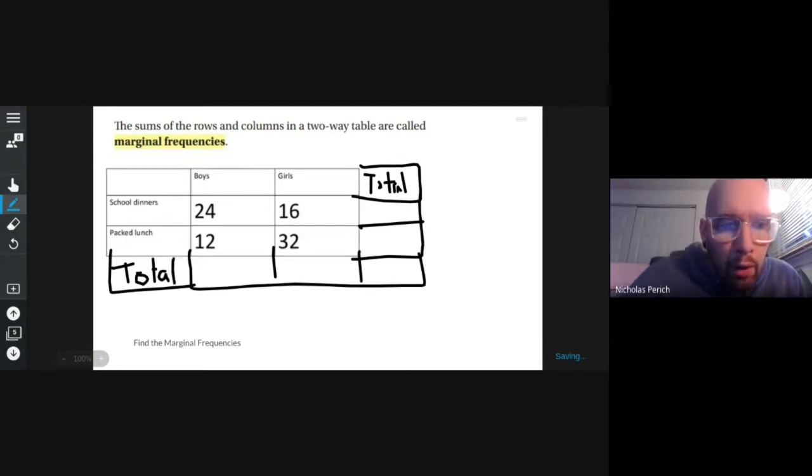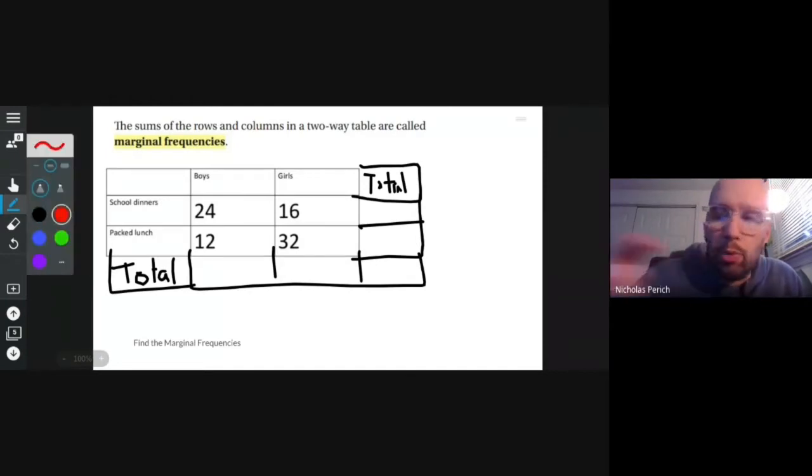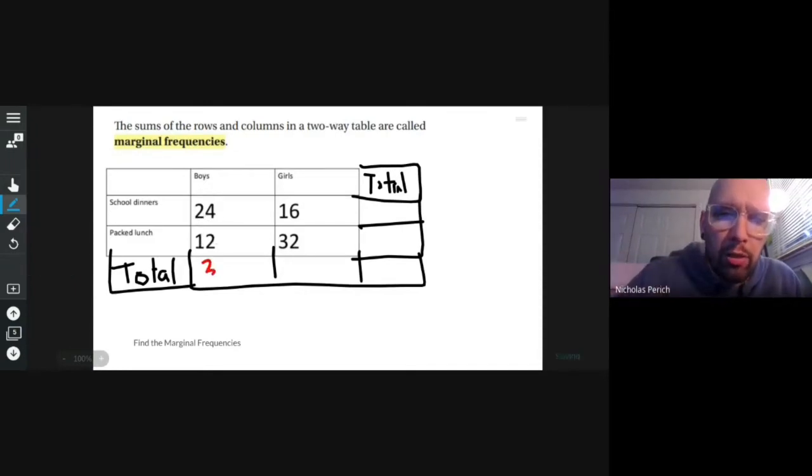So what I have here, I have school dinners and packed lunch. I have boys and girls. The total amount of boys that are in this chart are 24 plus 12. So the total amount of boys are 36. 24 of them wanted a school dinner. 12 of them had a packed lunch. The total amount of boys are 36.